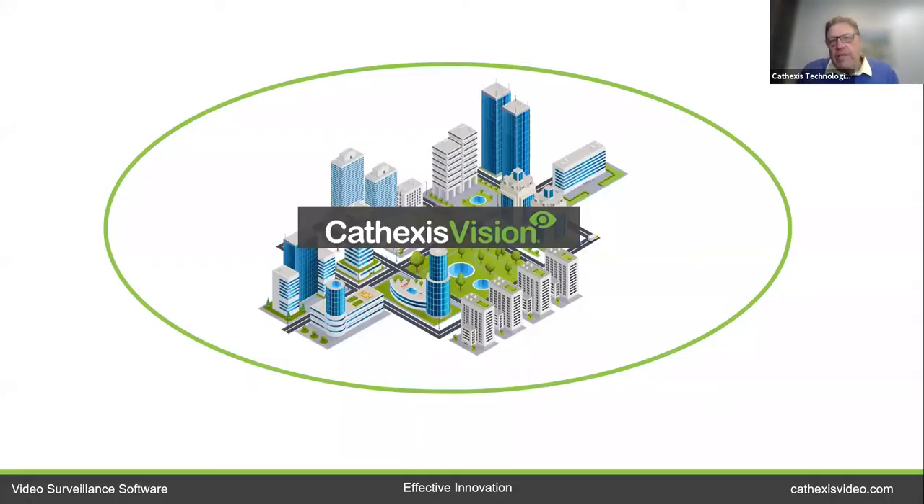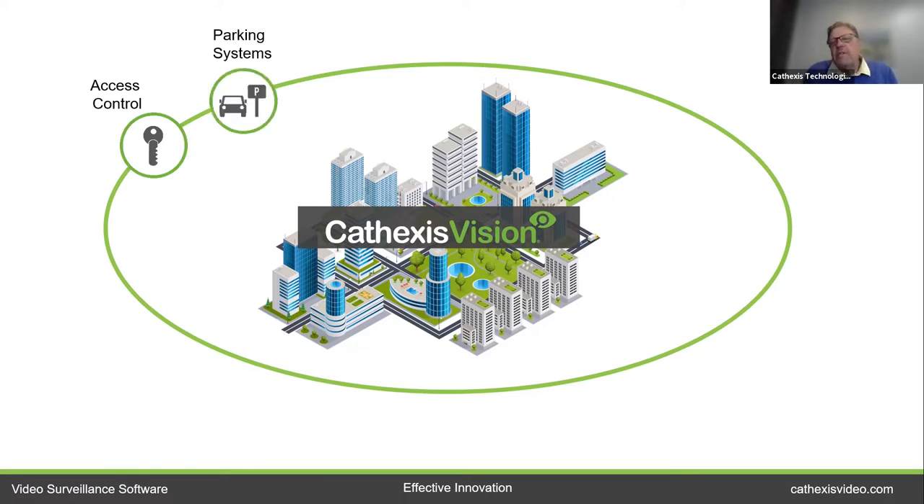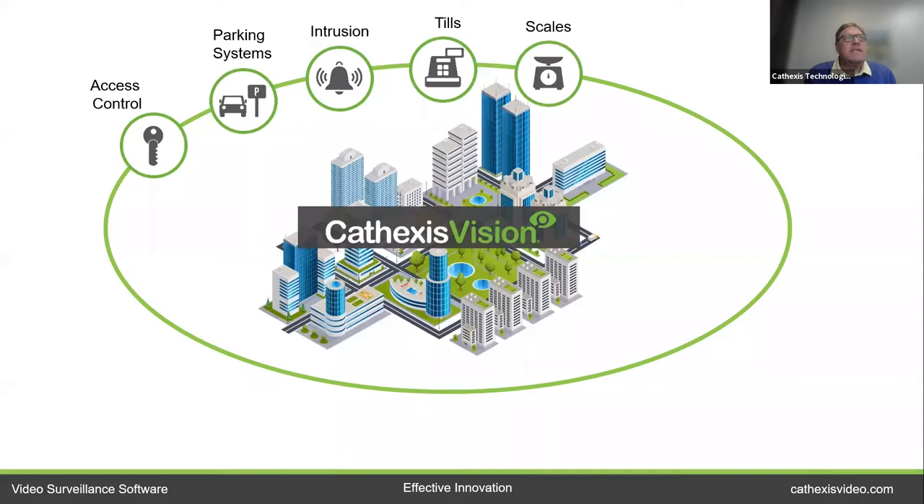Just looking at the types of products that Cathexis integrates with, obviously access control is probably one of our predominant integrations. And you've probably seen from the earlier slides that there are more logos in access control than any others. Parking systems, which are used in shopping malls, et cetera. Intrusion alarms, tills, which are used in retail, but also in the hospitality sector and casinos. Scales, which are used in retail, but also in the mining industry. So if you're weighing gold or silver or diamonds, you can verify that transaction with video.